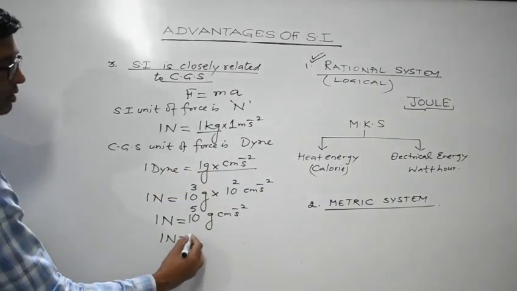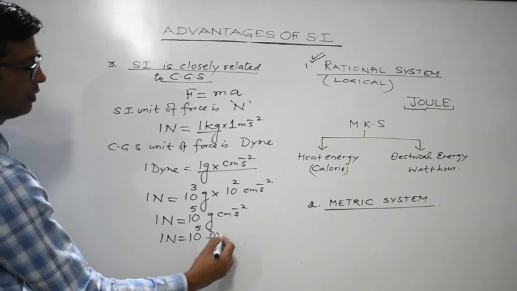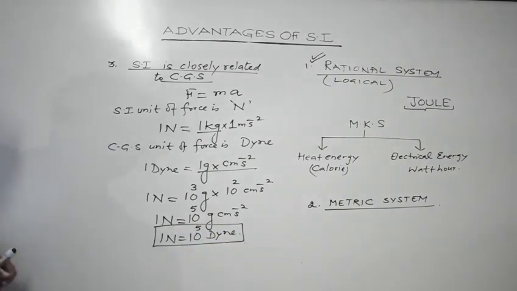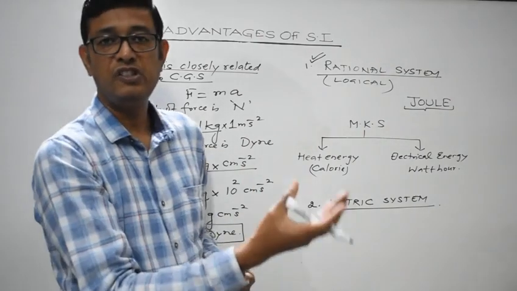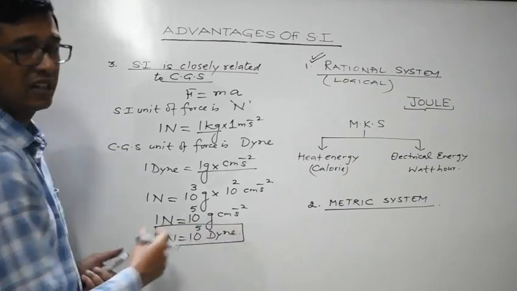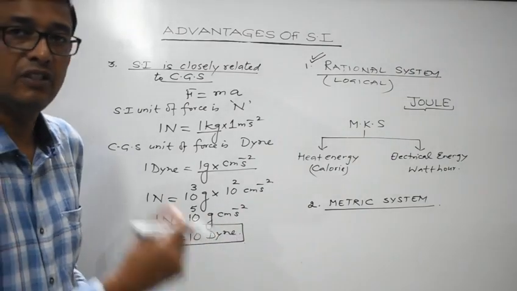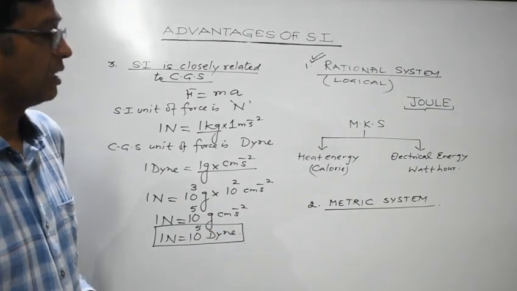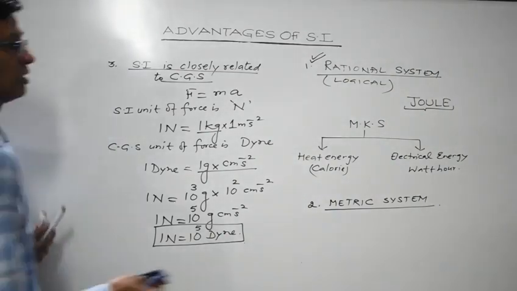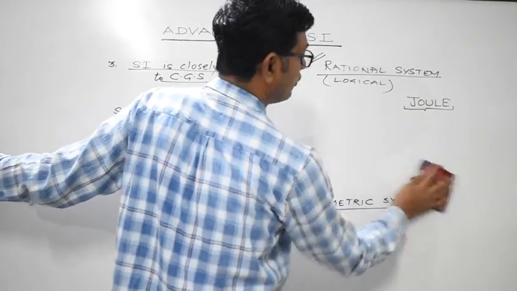Therefore 1 Newton is 10 raised to 5 dyne, right? So this is how SI can be easily converted to CGS, or CGS can be easily converted into SI. 1 dyne in turn may be written as 10 raised to power minus 5 Newton, right? I'll give you another illustration as well. So we can consider the case of energy as well.